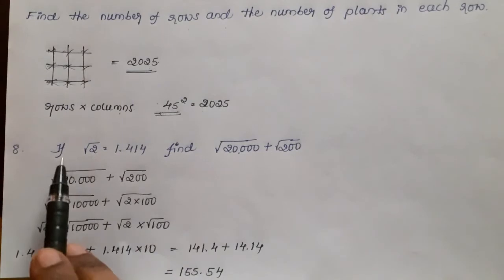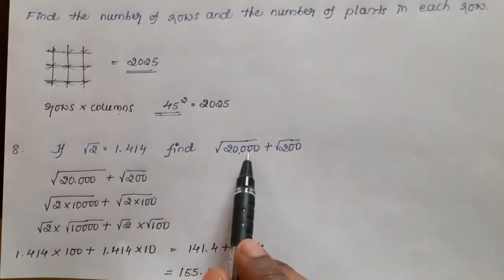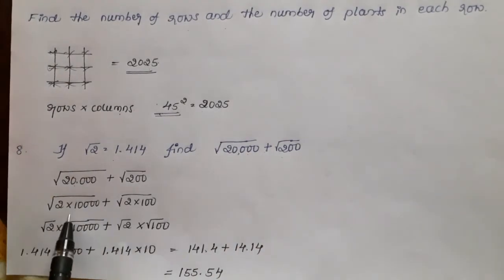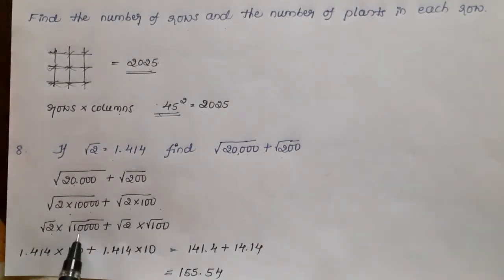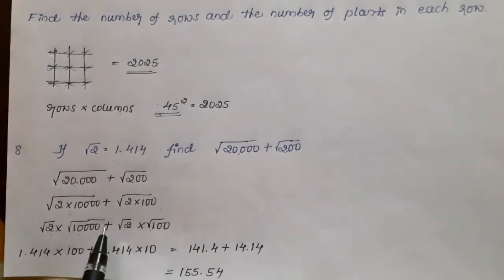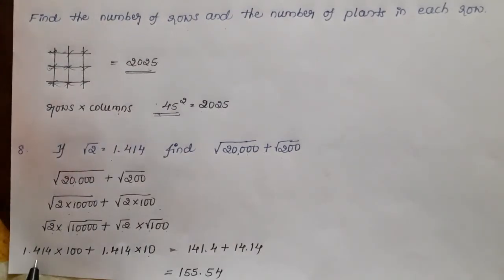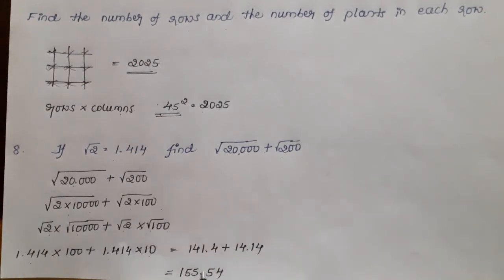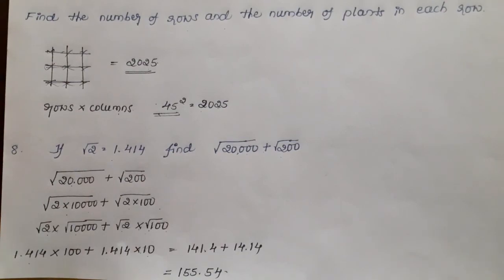Next one. If root 2 is equal to 1.414, find root of 20,000 plus root of 200. So I can write this as 2 into 10,000 and 2 into 100. Root of 2 into root of 10,000 plus root of 2 into root of 100. So root of 10,000 is 100 and root of 100 is 10. Root 2 is given as 1.414. So by simplifying this, we get 155.54. Thank you.